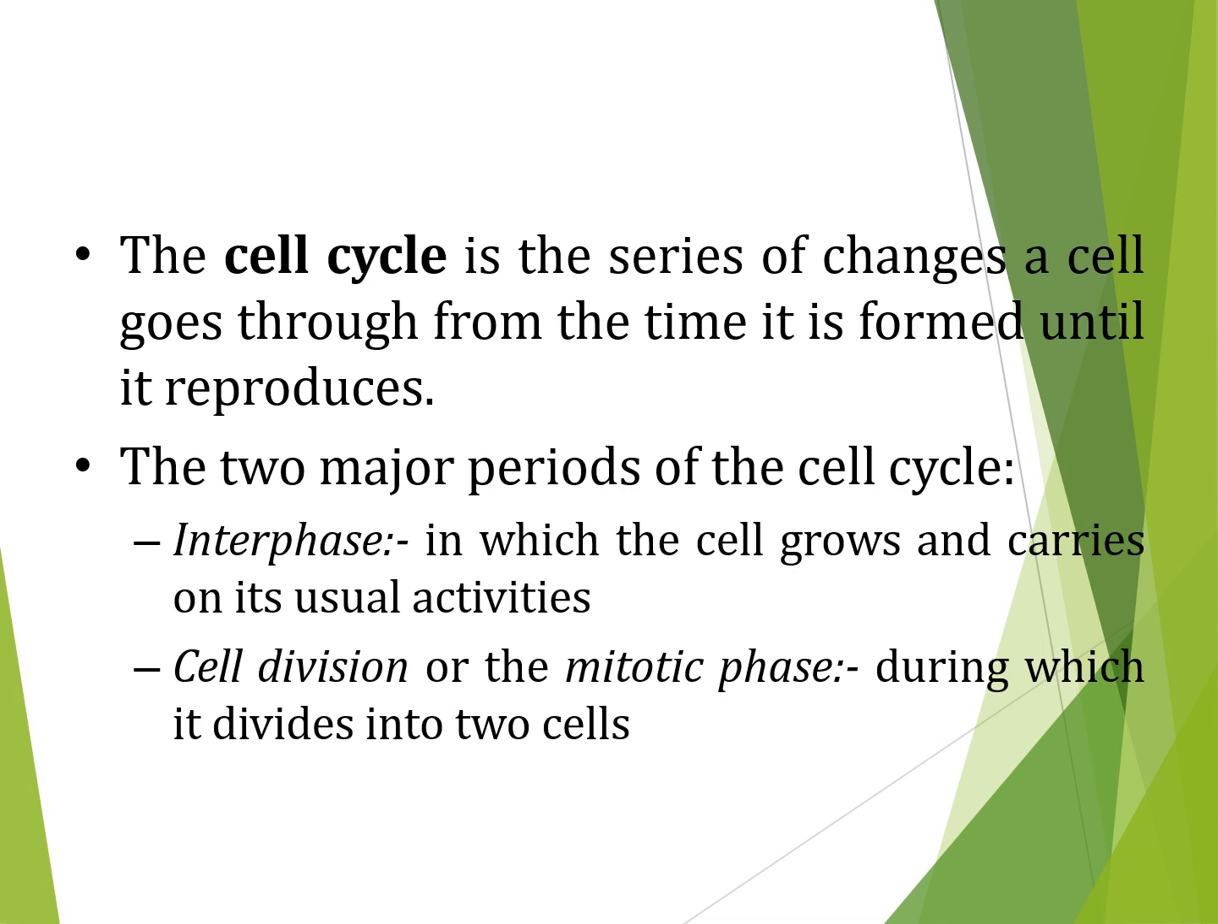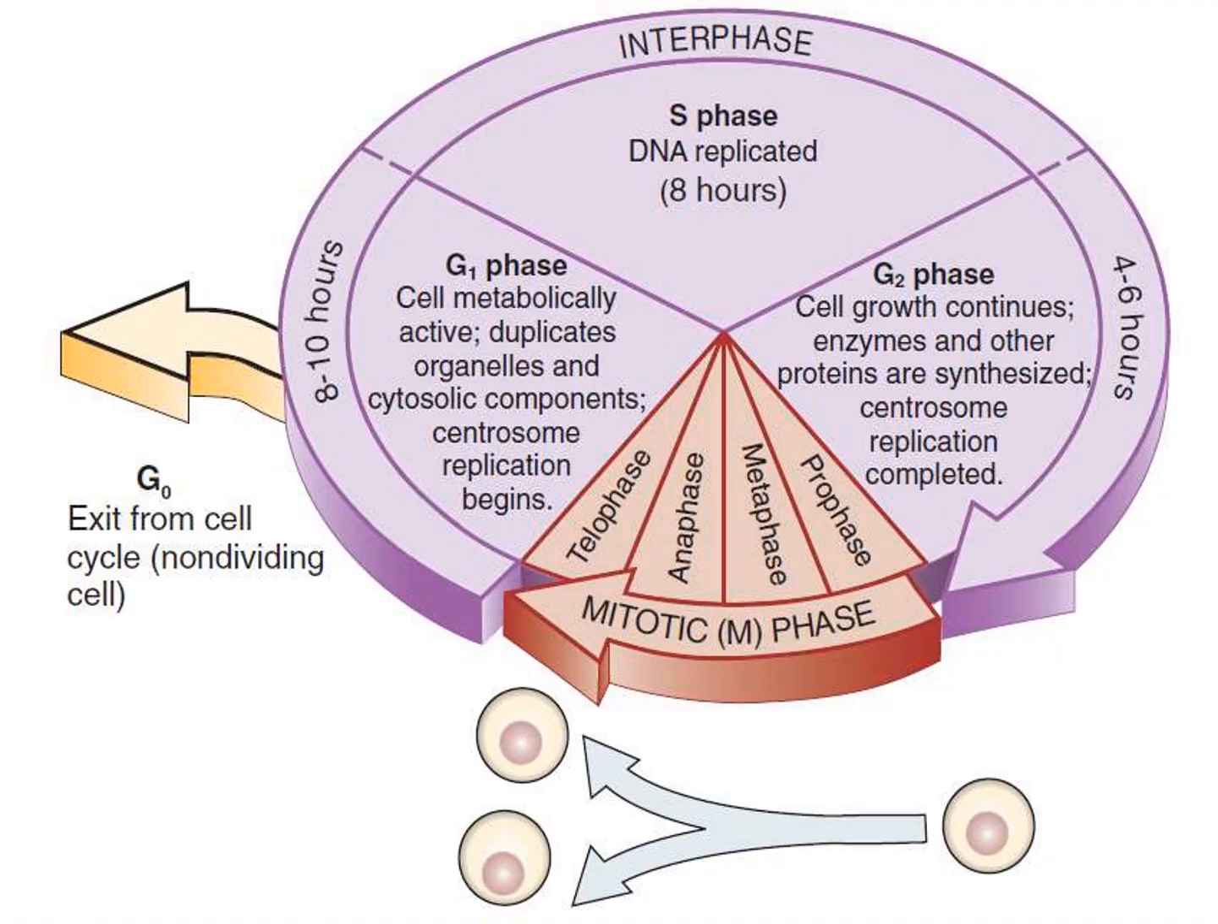The cell cycle is a series of changes a cell goes through from the time it is formed until it reproduces. We have to divide the cell cycle period majorly into two phases. One is interphase, another one is mitotic phase. In the interphase, cells grow and carry out their usual activities. In the mitotic phase, it is divided into two cells.